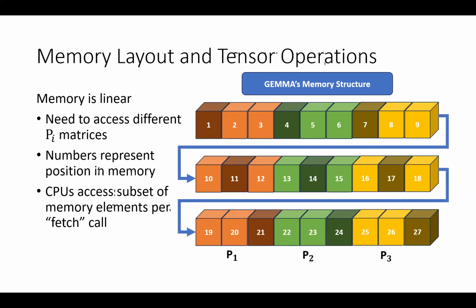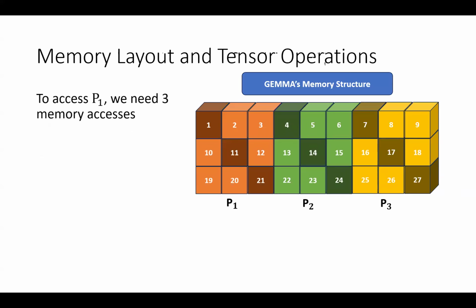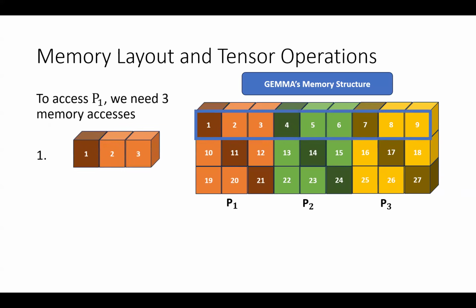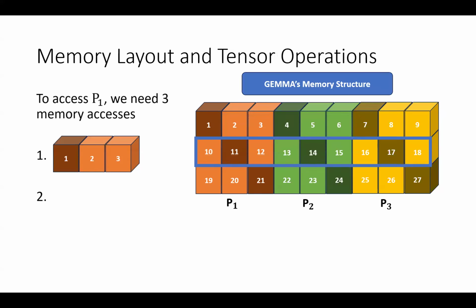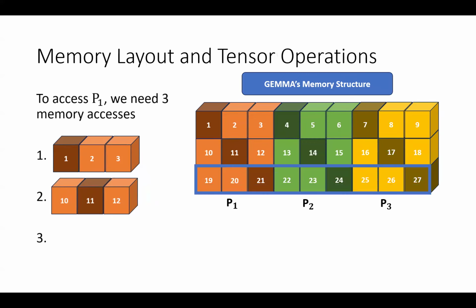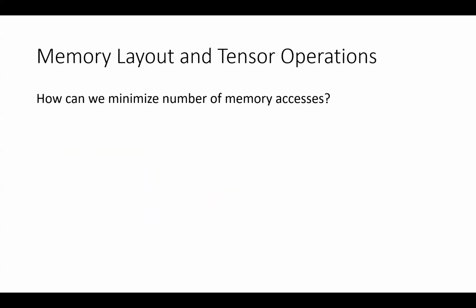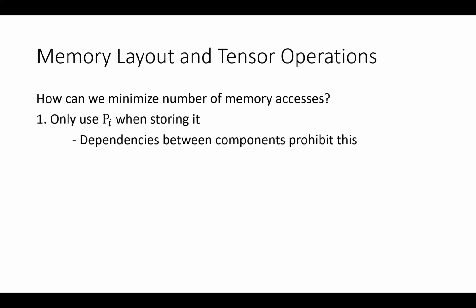CPUs need to access elements when they perform what's called a fetch call. So they go pull a chunk of elements out of memory. So this means for this data structure, in order to pull P1 out, we're going to need to perform 3 operations. 1 to grab the first row, 1 to grab the second row, and 1 to grab the third row. That's 3 operations, and that gets really expensive really fast. There are a couple ways that we can minimize doing these memory accesses. One, we could use the PIs only when storing them. This causes issues because dependencies between some of these PIs don't play nicely. So that's not an option.